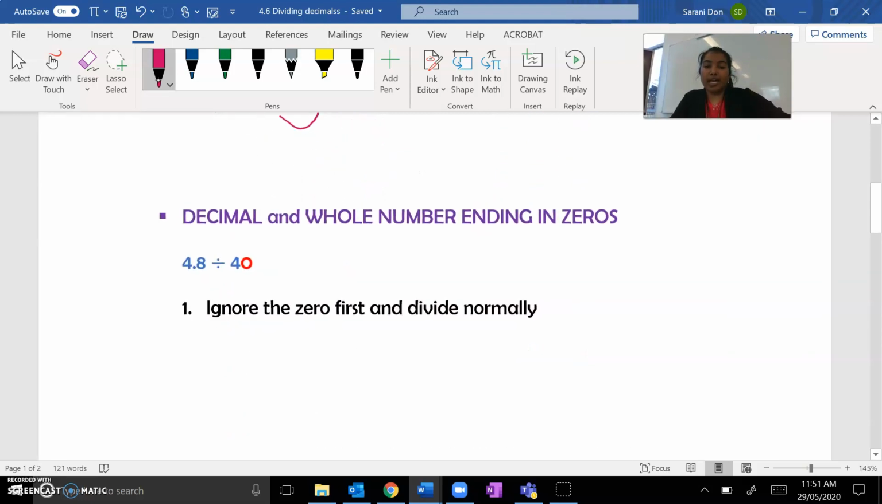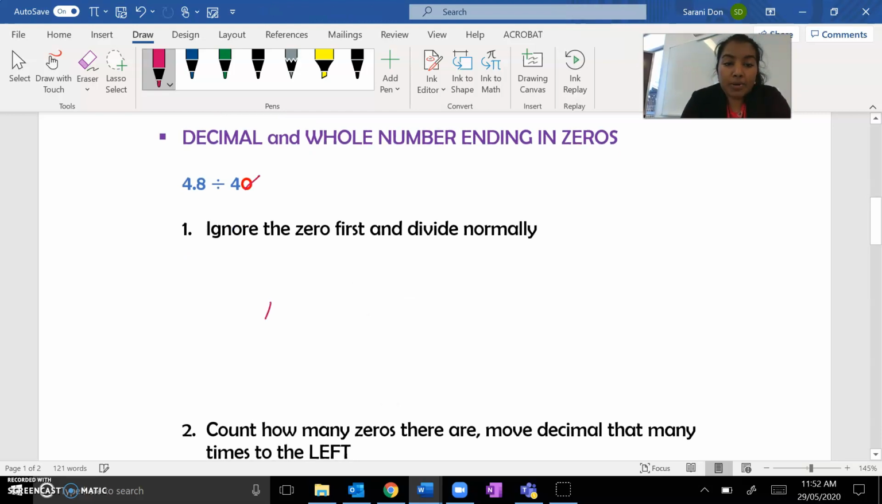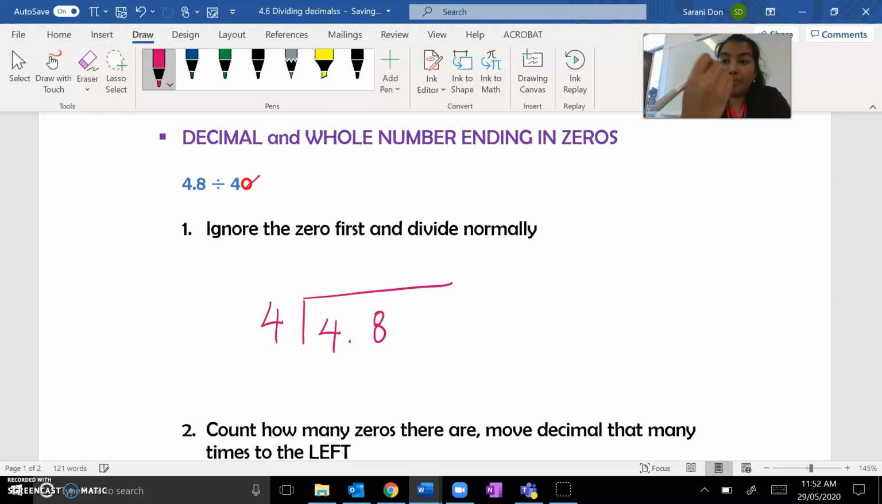The second scenario is when you're dividing a decimal and a whole number that ends with zeros. In this case, it's 4.8 divided by 40. What you do is ignore the 0 in the 40, and you divide it normally. So I'm going to ignore this 0 here and divide it like this. Looking at the first example, you put the decimal in that same spot. 4 into 4 is 1. 4 into 8 is 2. That's 1.2. That's the first step.